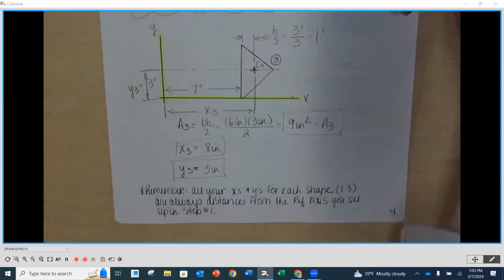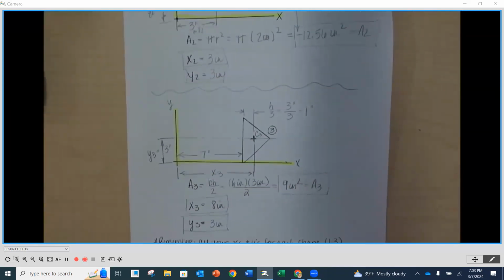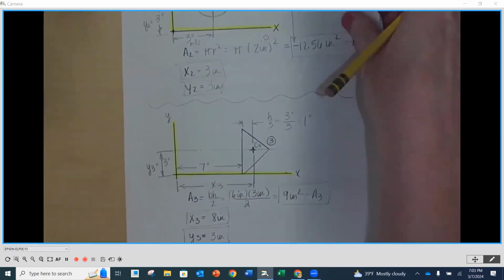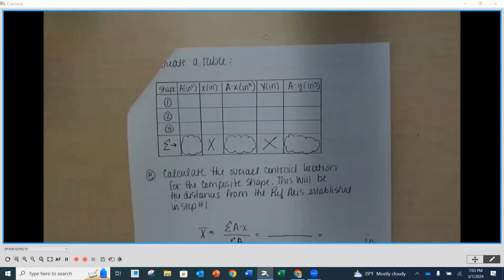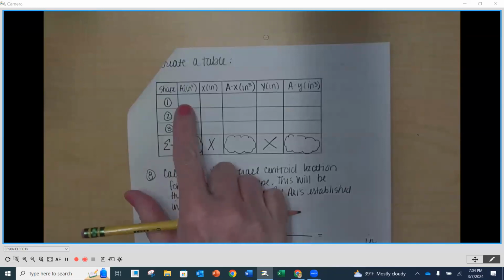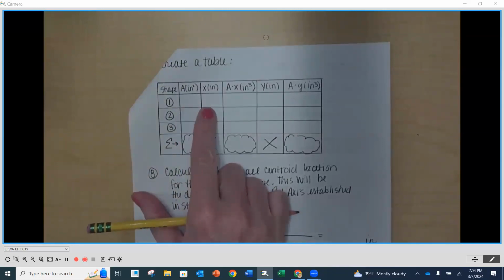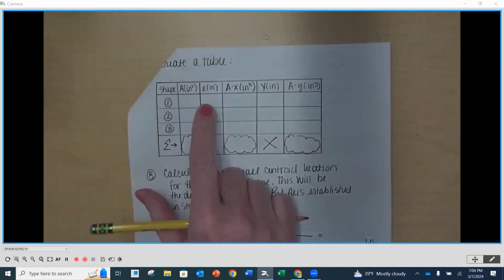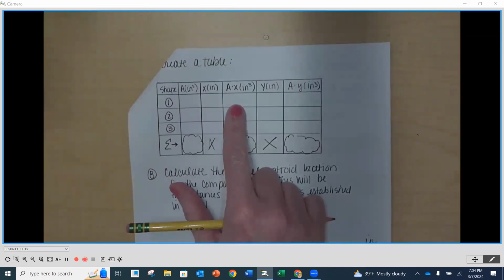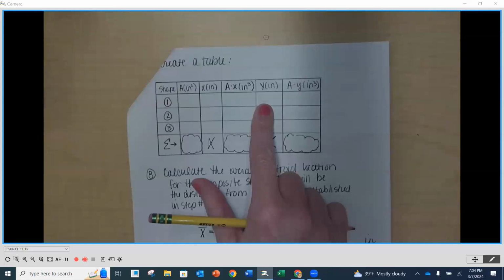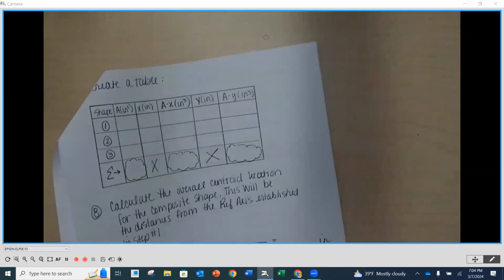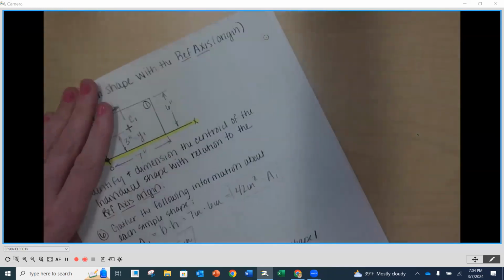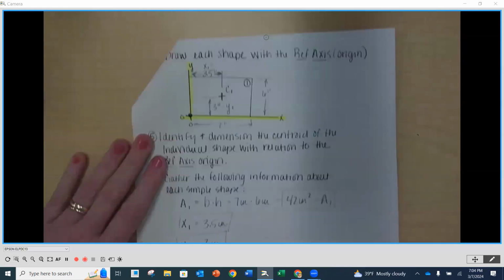Any questions so far? Okay. So as we turn, we're now going to fill in our table. For shape number 1, we're going to fill in the area. We're going to fill in its corresponding X, so that would be X1. We're going to multiply A times X. Then we're going to put in its Y, and we're going to do A times Y. So let's go back to shape number 1. Shape number 1 was the rectangle.